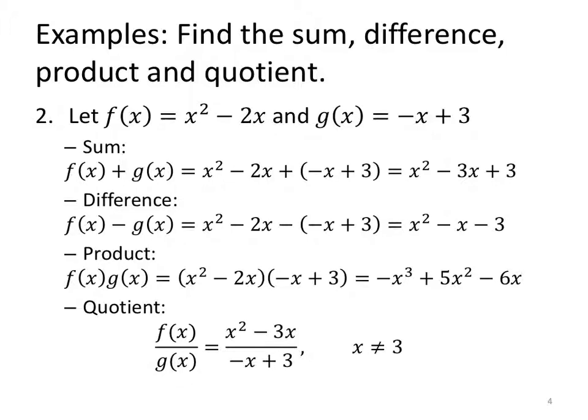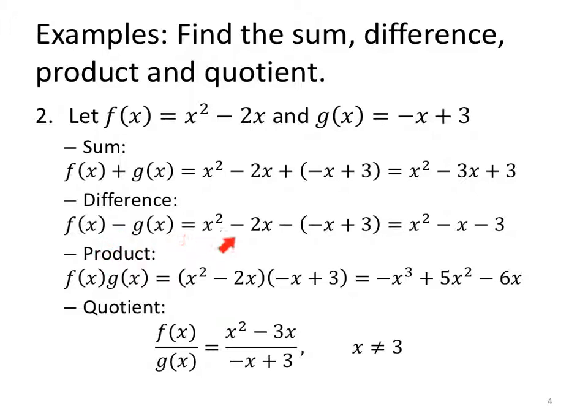The second example, now let's take a look at a couple of polynomials. F of x is x squared minus 2x, and g of x is negative x plus 3. When it comes to the sum, there's really no difference. I might put the second function, the g of x, in parentheses just to make it look nice. But really I'm combining my like terms, negative 2x and a negative x, to give me a negative 3x in the middle. I have my x squared, I have my plus 3, everything's cool.